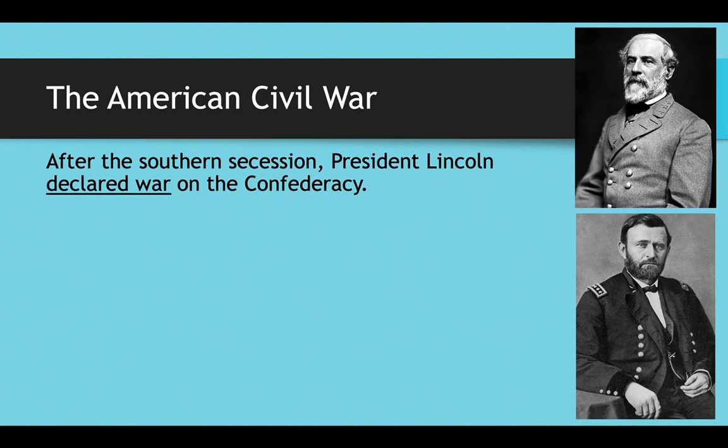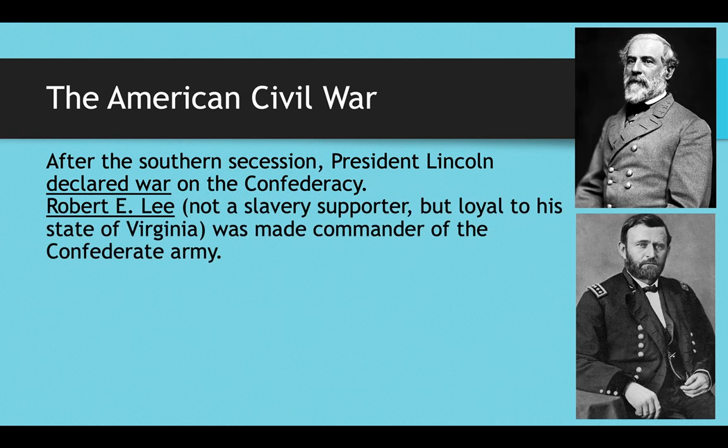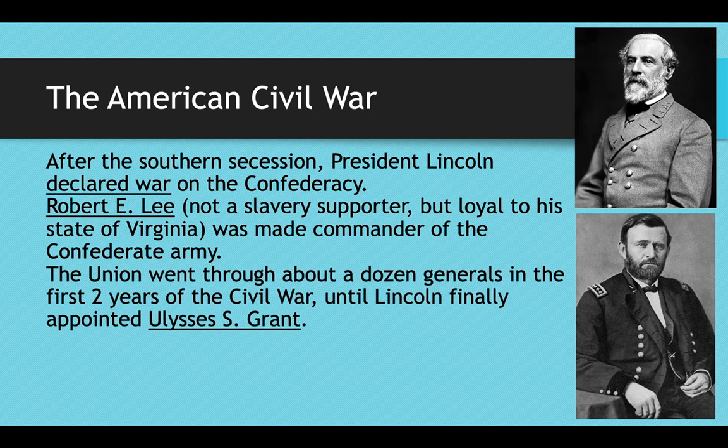So after Southern secession, President Lincoln assumed the presidency, and he declared war on the Confederacy. He declared the states to be in rebellion and said that they did not have a right to secede from the Union. Robert E. Lee was made the commander of the Confederate Army. He was courted by the Union, and the Union was hoping that he would take command of the Union Army. However, when his home state of Virginia seceded, he decided to go with commanding the Confederacy. Now, he himself was not a supporter of slavery, but he was very loyal to the state of Virginia, and therefore he commanded for the Confederacy.